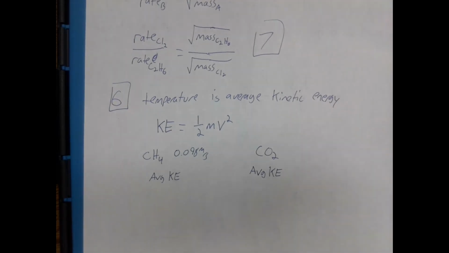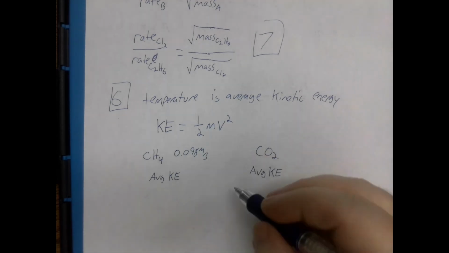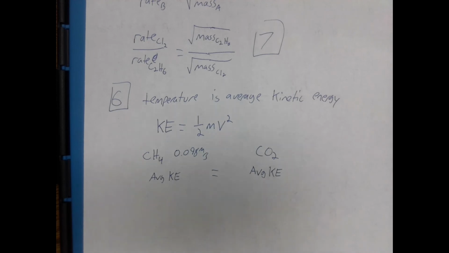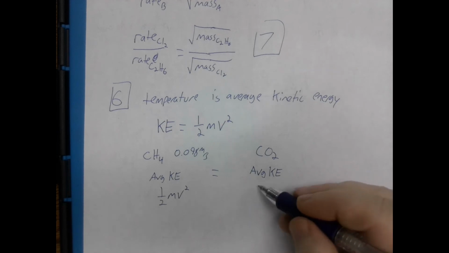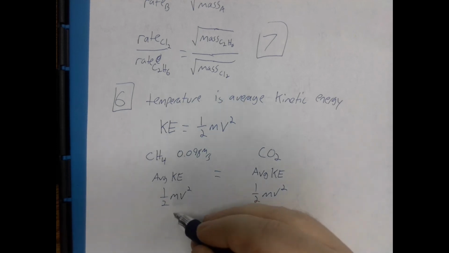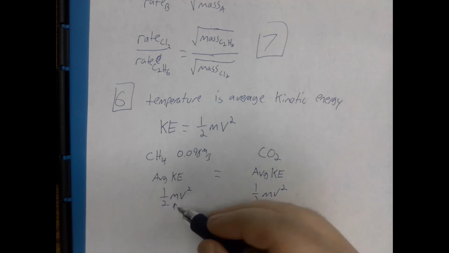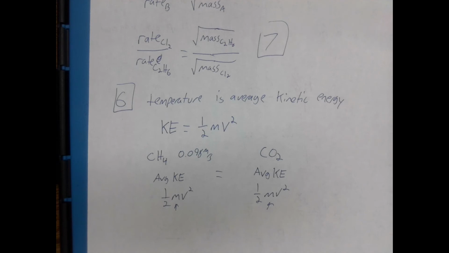Hey, this is number 6. So if they're both at the same temperature, their average kinetic energy has to be equal. The 1/2 mass velocity squared of this has to equal the 1/2 mass velocity squared here. That's your hint for that one. Again, it's just algebra. You can use molar mass for the masses, or atomic mass, from the periodic table.